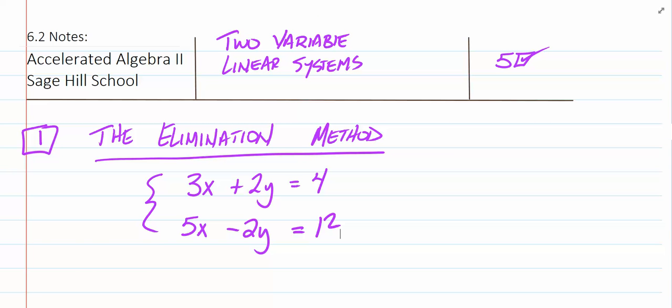Okay, so we are talking about the elimination method in 6.2, and this is another way that we can break down trying to solve systems of equations. We did the substitution method last time. Now we're talking about the elimination method. So let's take, for example, this system that we have here.